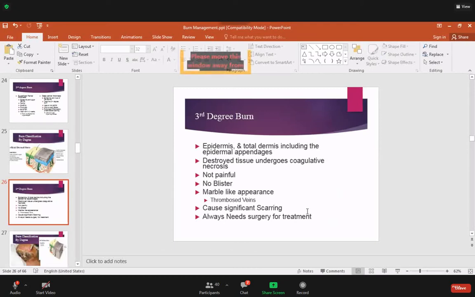These patients have destroyed tissues because of the severe coagulative necrosis. Their burns are usually painless. You can manage them without the patient feeling the pain, and their outcome is also not very good. There is very significant scarring, and these need surgery for management. You have to excise all the dead tissue, you have to debride it, and you have to do the skin grafting afterwards. Even in the post-op period they develop contractures and other cosmetic disfigurements, so you have to correct them in the post-op period also.